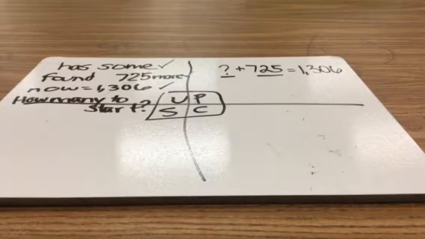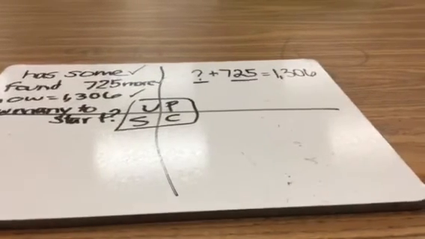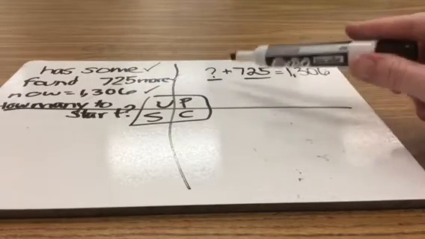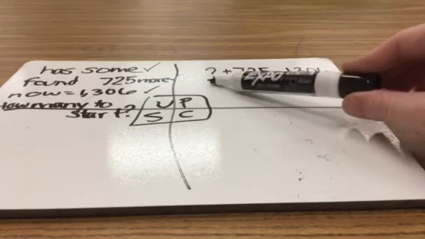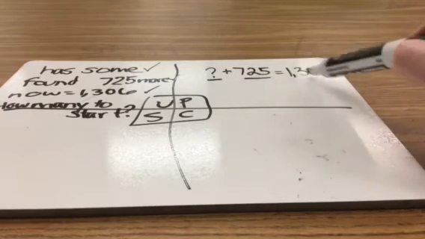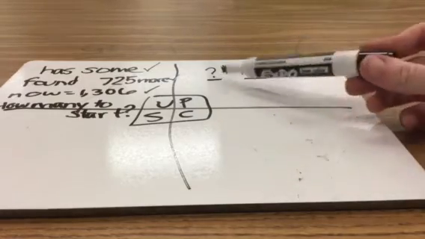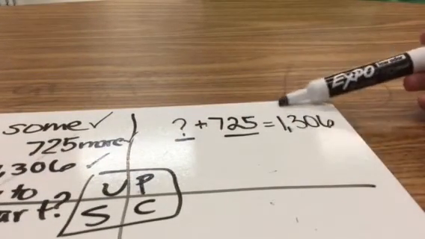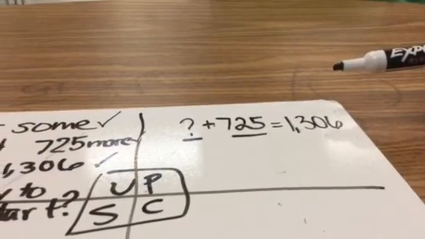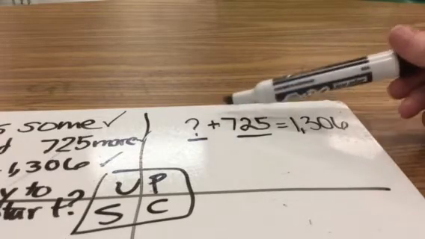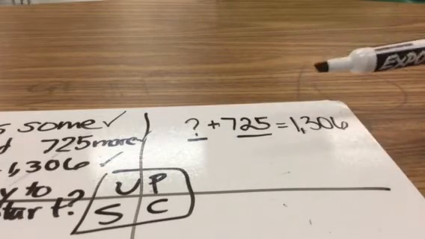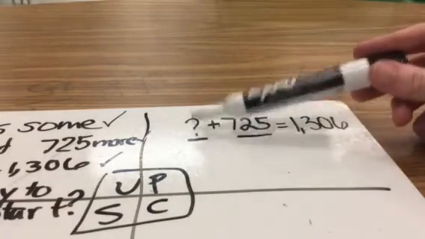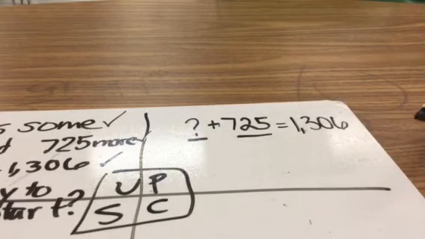Okay, so now we're going to think for a moment. In my brain, I know that now she has 1,306. So if she started with some and got more, now she has 1,306. Could the question mark be bigger than 1,306? Would that make sense? If I am getting more and now I have 1,306, there's no way that this can be bigger. My number has to be another small number to equal my big number.